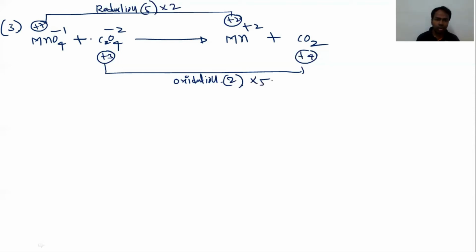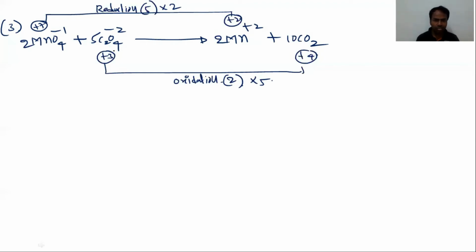So this is into 5. When you put the 5 here, how many carbons does it become? 10 carbons. That's why it is 10 CO2. Now manganese, this equation into 2. So 2MnO4, 2Mn 2 plus. The next step is we need to balance all atoms other than hydrogen and oxygen. Okay, here 2 manganese balanced, and 10 carbons balanced.